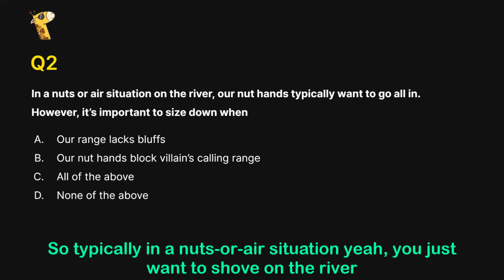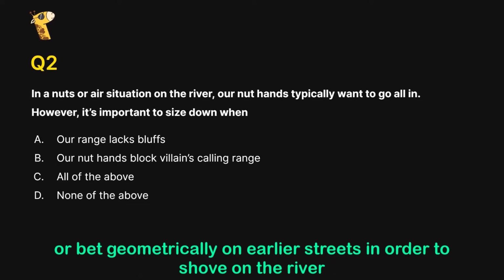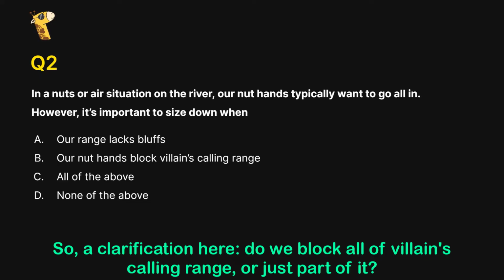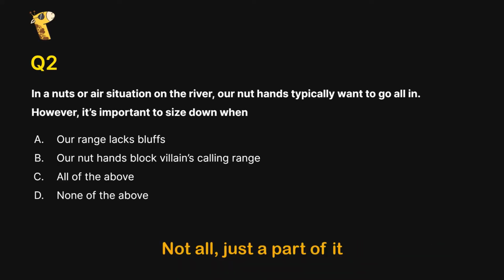Okay. So typically in a nuts or air situation, you just want to shove on the river, or bet geometrically on earlier streets in order to shove on the river. So a clarification here: do we block all of villain's calling range or just part of it? Not all, just part of it.